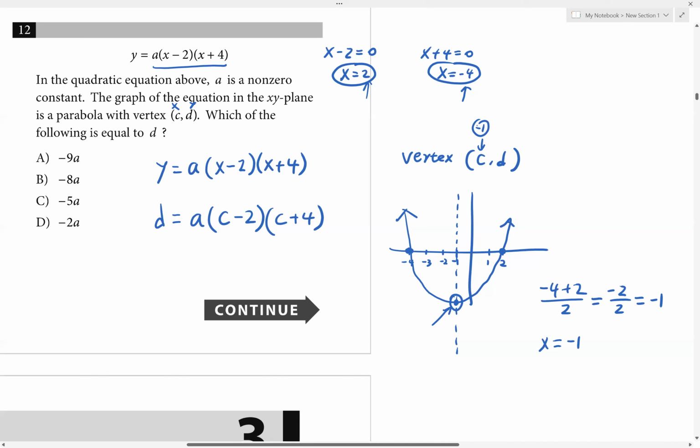Once we know that, we can plug it into our equation and solve for d. So with c equal to -1: a times (-1 minus 2) times (-1 plus 4). This is a times -3, and then -1 plus 4 is 3. So this will be a times -3 times 3, which is -9a. And so letter A will be our final answer for question 12.